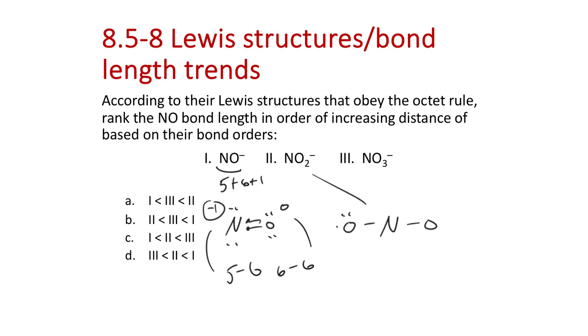For NO2 minus, I probably should have counted the electrons first, but we're going to do 5 plus 6 times 2 plus 1. So that's 18 electrons. And then find the central atom, single bond, lone pairs on the outer atoms, and then count electrons. So that leaves 2 electrons behind. So lone pair onto nitrogen.